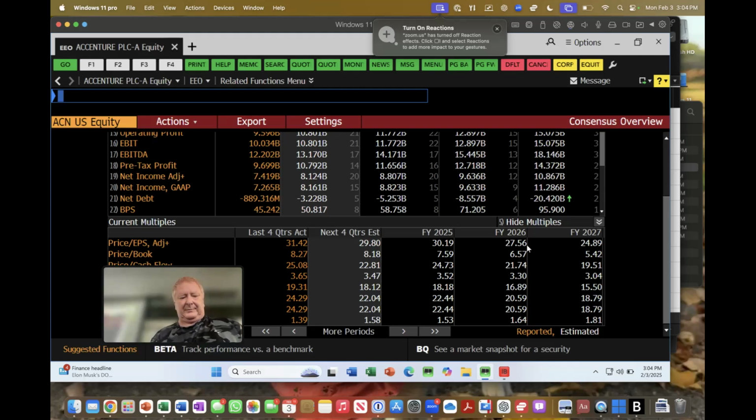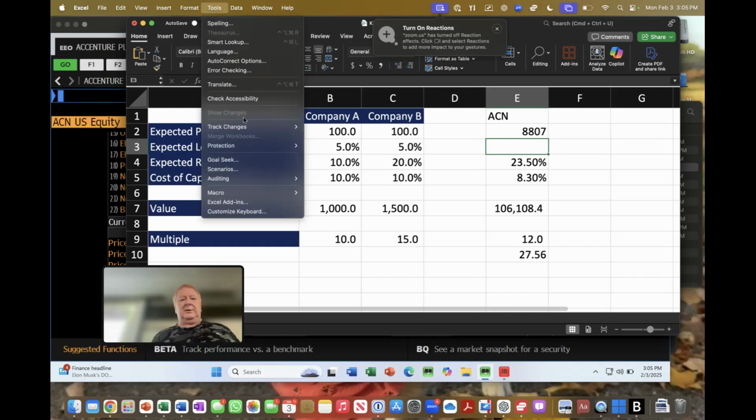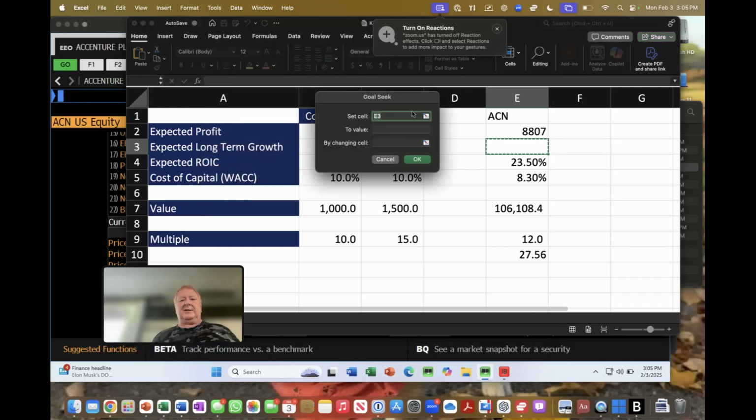So here's the point. Accenture share price has an actual PE at 25.6, 27.56. Our model with no growth said it'd be 12. So what is the market expecting for Accenture's G? We start putting numbers in here and iterating. Or we can use Excel to goal seek it. So tools, goal seek. Excel, set the multiple from our formula to be 27.56 by solving for a long-term growth rate.